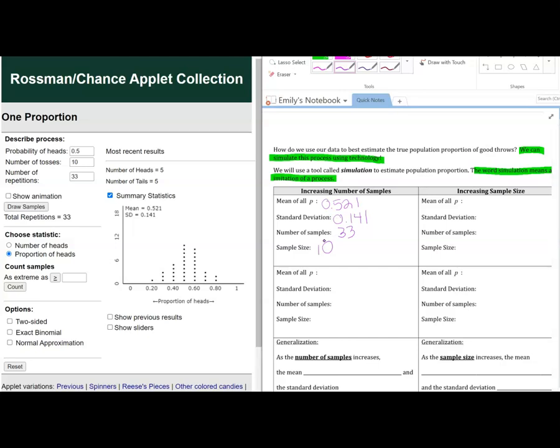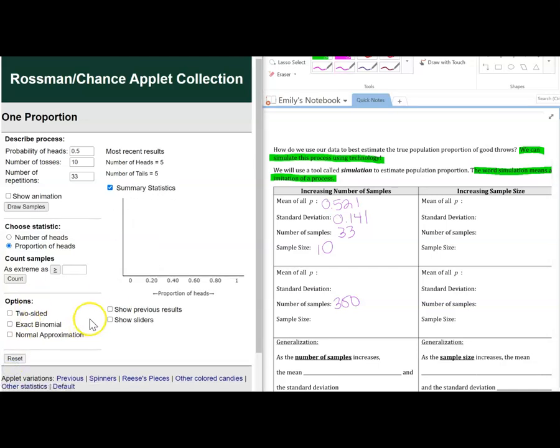What if I change the number of samples? Let's say instead of 33, what if I want like 300 total samples? Okay, so let me reset this. I'm going to keep this at 0.5 because that's based on my data from the previous page. I'm going to keep it at 10 because, again, I'm picking 10 baseball players, but instead of 33, let's do something like 300.